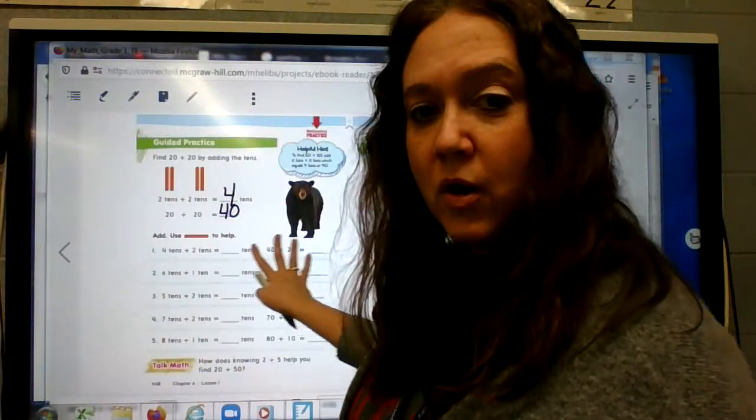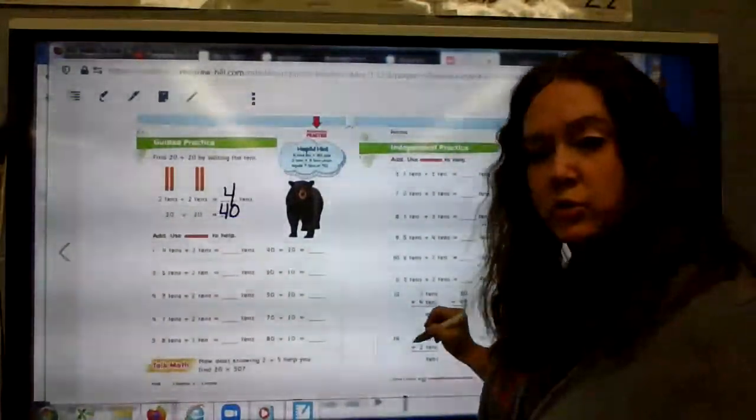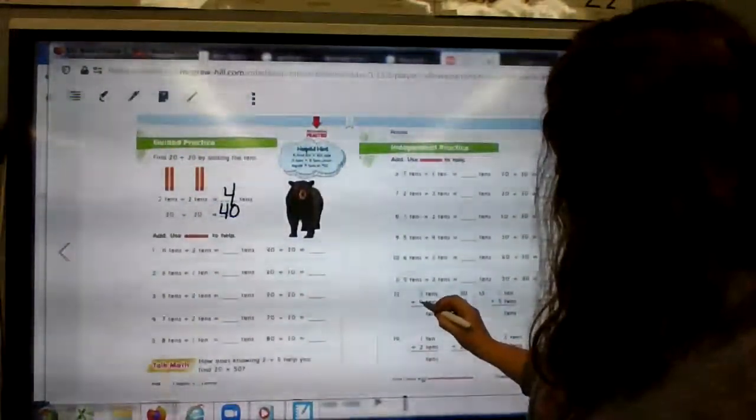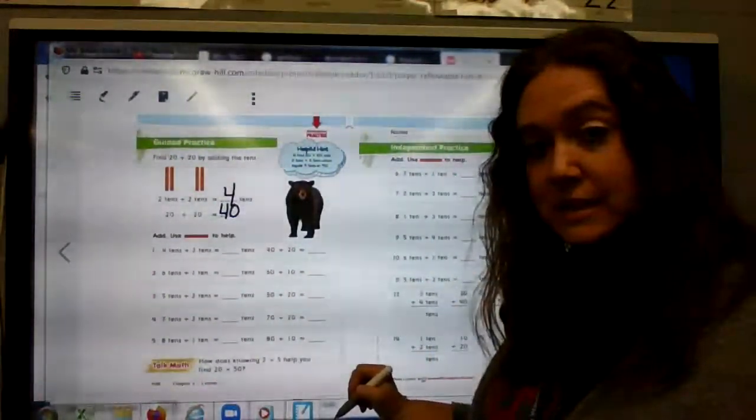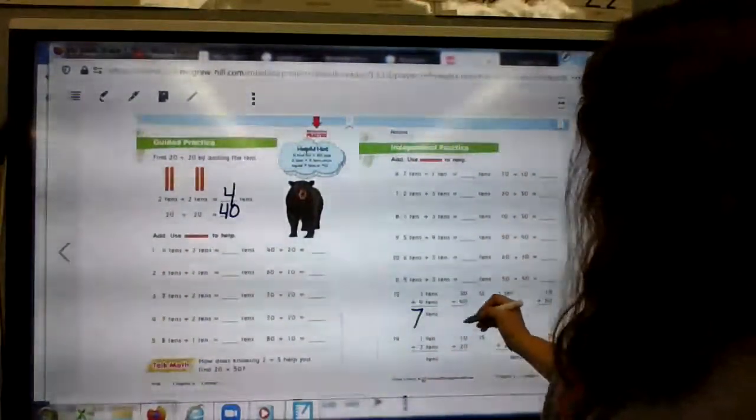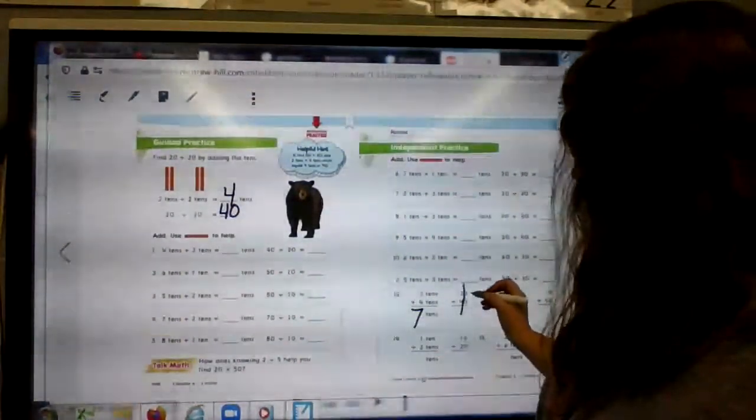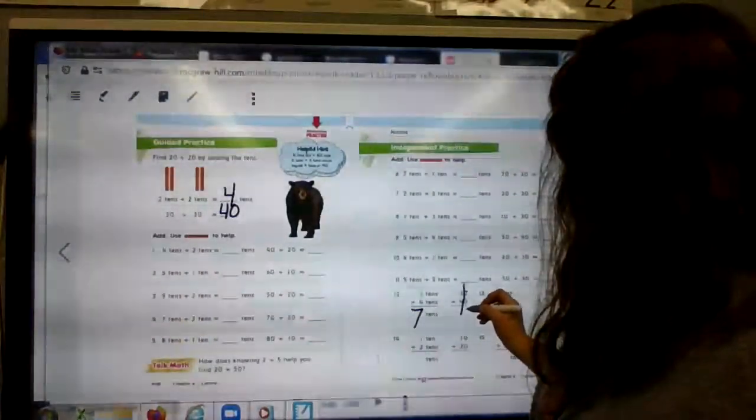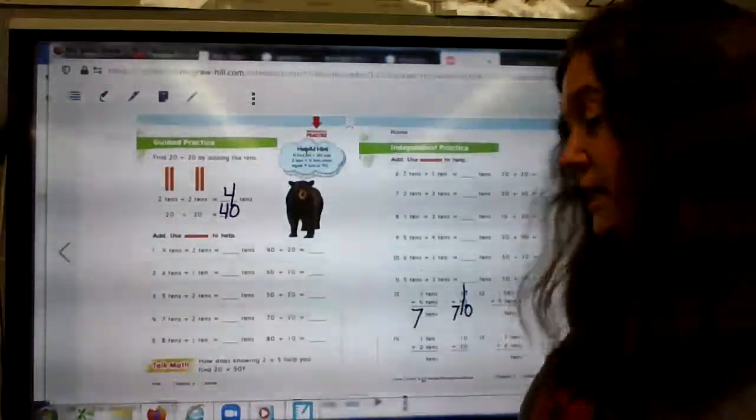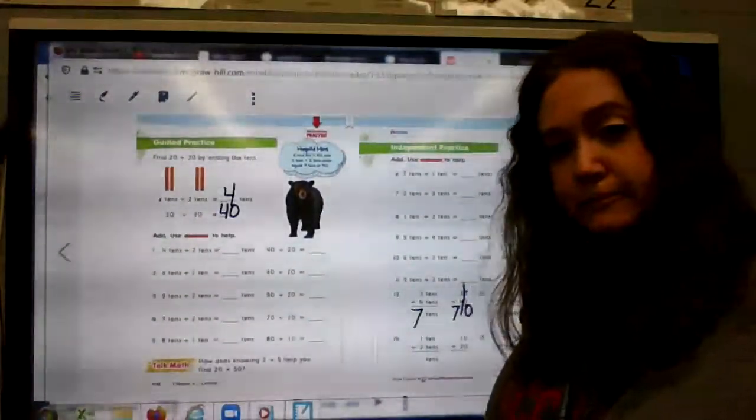You are going to do all of this on your own. Okay, let's look at number 12. I didn't really talk about it this way. I kind of showed you. 3 tens plus 4 tens makes 7 tens. And here we're adding it like I showed you. 30 plus 40. What you could do is draw a line in between to help you. 0 plus 0 is 0. 3 plus 4 is 7. 70. 7 tens is the same thing as 70, right?